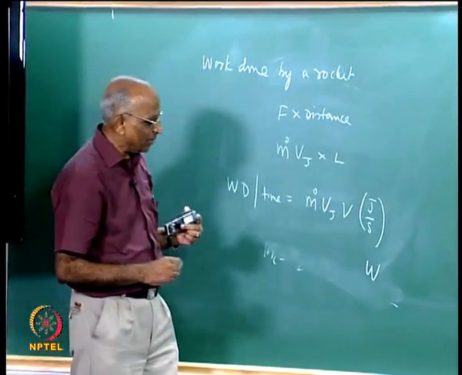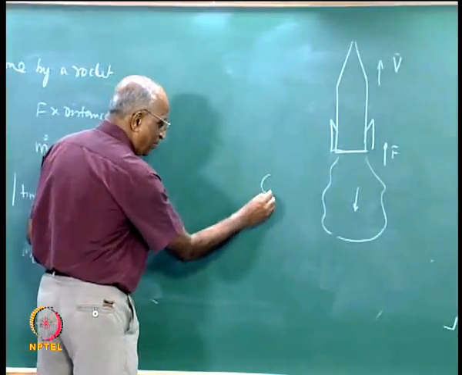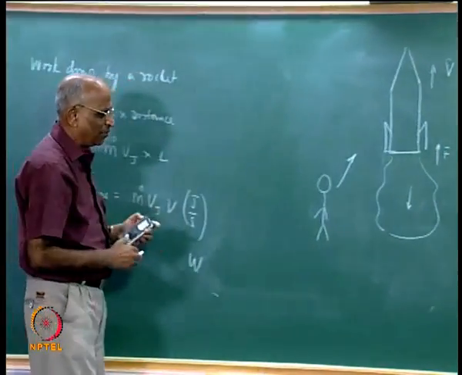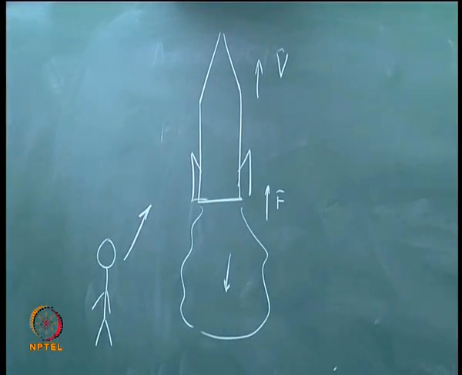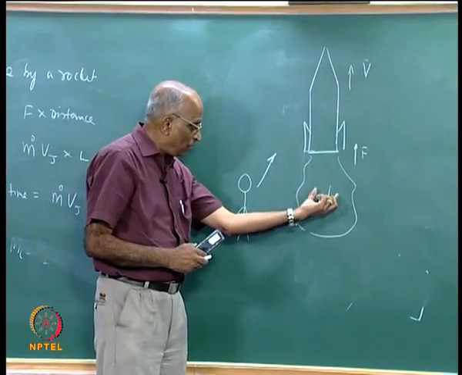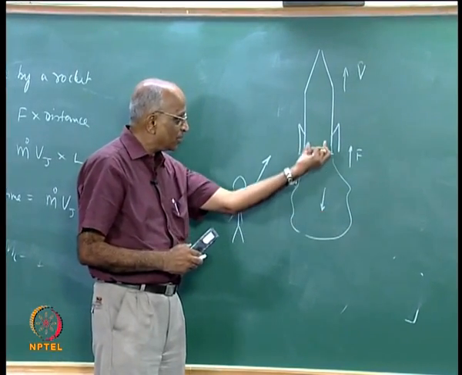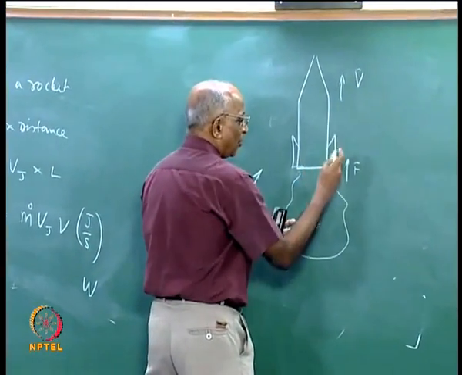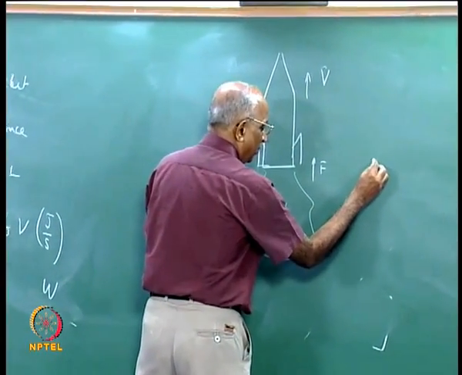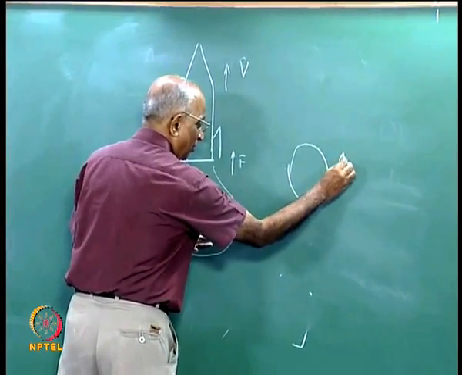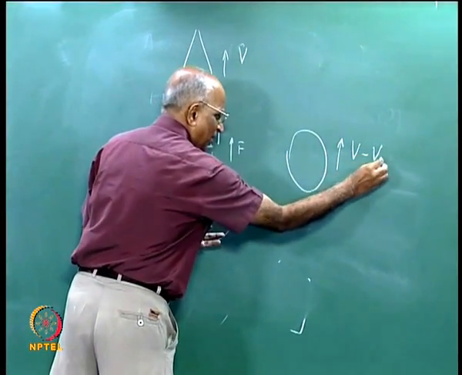Again, I picture myself, I am in the inertial frame of reference, I am standing here watching the fun of the rocket going up. What do I see? I see that this plume is now going down with a velocity Vj with respect to the rocket, or rather, as the rocket is going up with velocity v, the plume is going up with a velocity v minus Vj.